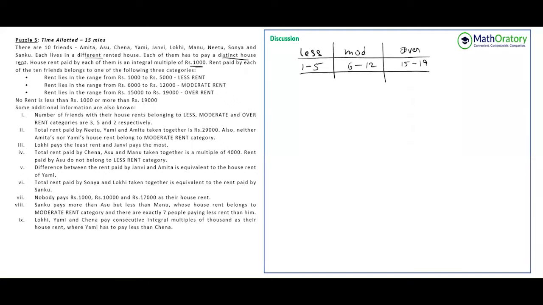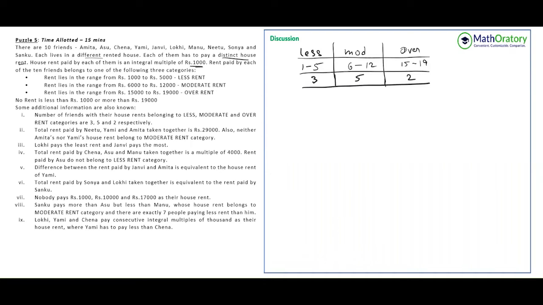So now let us go to the additional information. First one: the number of houses with rents belonging to less, moderate and over rent are 352. This is interesting, maybe good while solving it. So I'll keep that number here. So we have 3, 5, and 2. This is about the number of people falling in these categories.